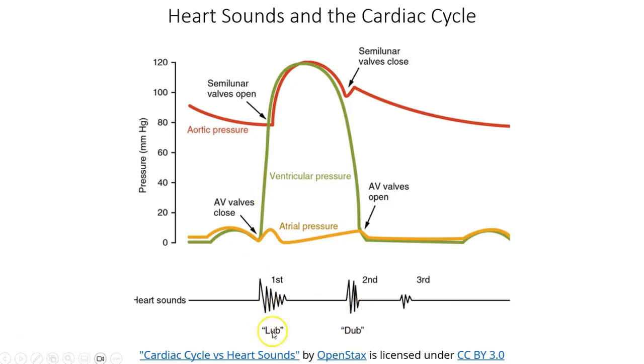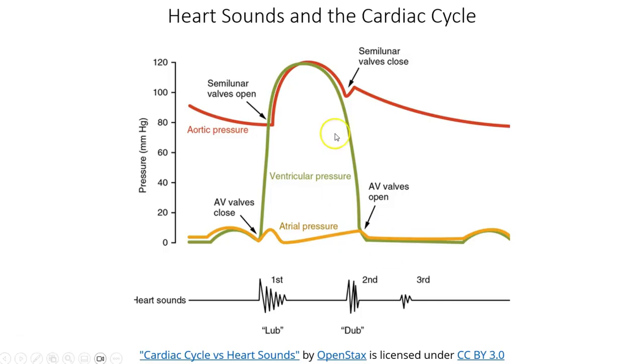So here in that lub phase, we have the atrioventricular valves, the AV valves, closing, and the semilunar valves going to open, so aortic pressure is going to start increasing at that point in time. Ventricular pressure is increasing a lot, atrial pressure is really, really low, and so that's going to be that first sound, and then that dub is coming from the semilunar valves closing and the atrioventricular valves opening. All right, so the closing and opening of those valves is creating those lub-dub sounds.